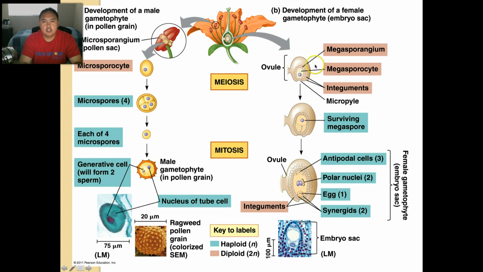In the female parts, to make a female gametophyte, we have an ovule. Inside of it, we have these megaspores, and then the female gametophyte consists of different parts: 3 antipodal cells, 2 polar nuclei, 1 egg, and 2 synergids. So this is a little bit different than a pollen grain. So here's the 2 parts.